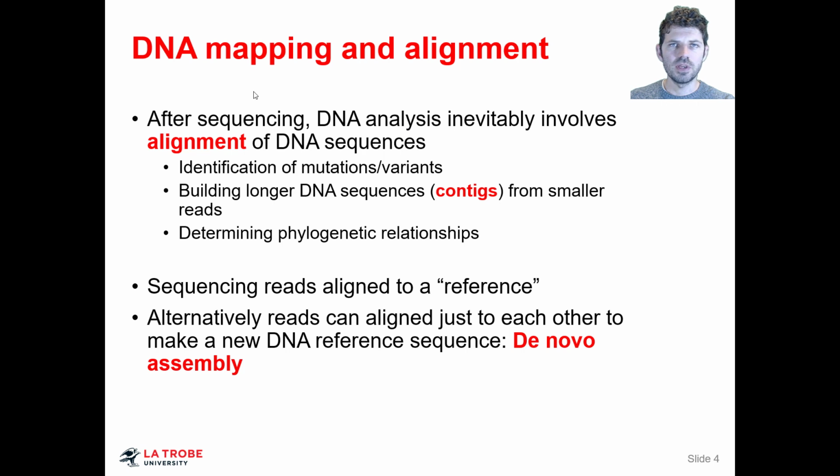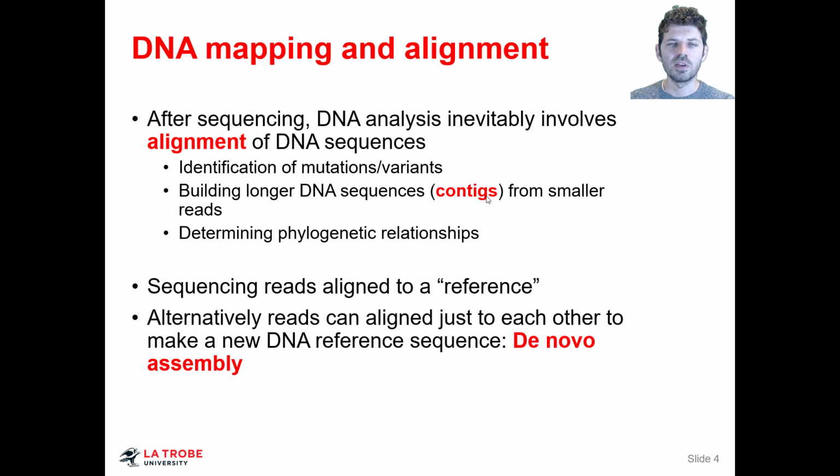Generally speaking, after doing sequencing, no matter what your goal is for your sequencing experiment, you will inevitably have to align DNA to each other, either to DNA that you've made previously or to some kind of reference. Your goal could be to identify mutations or variants, or compare phylogenetic relationships between different organisms to see how closely related your sequence data is to something else that's been published. Or it could be to build longer DNA sequences from shorter ones.